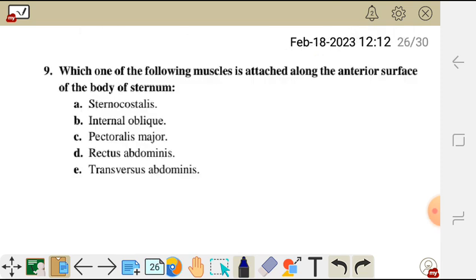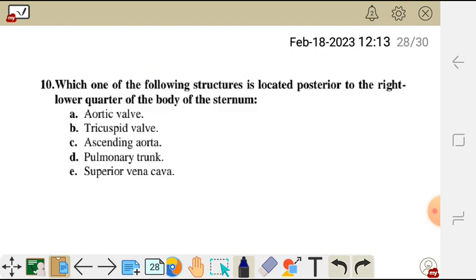So we also have this muscle here, which is the sternocostalis. That muscle is posterior to the sternum, and it doesn't attach on the anterior surface of the sternum. So the correct answer here is C. The pectoralis major is the muscle which attaches along the anterior surface of the body of the sternum. We move on to question 10.